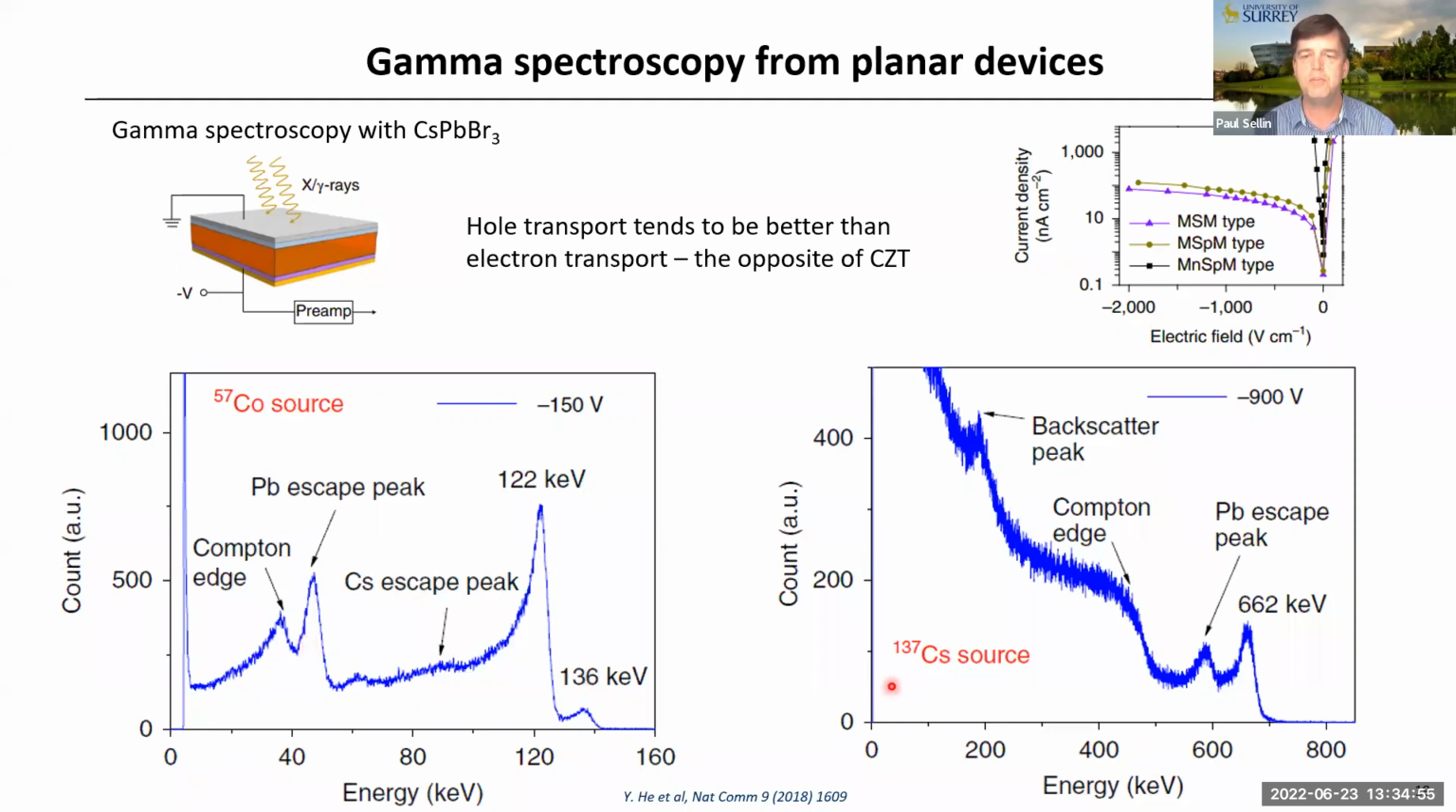If we move to cesium-137, which is a much higher energy gamma source, here's the photopeak at 662 keV, and here's the lead escape peak, again about 80 keV down, showing at about 580. And again, this was quite a small piece of cesium lead bromide, so there's quite a lot of scatter with a Compton edge.